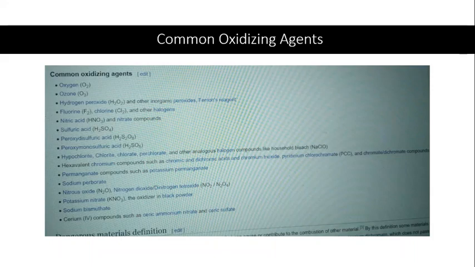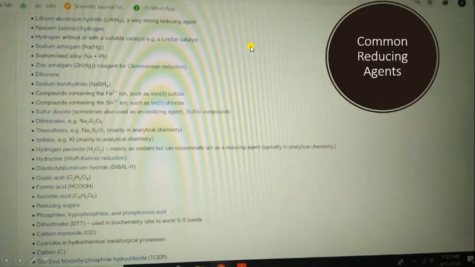Now you need to know the detailed mechanism and the reactions where these oxidizing agents have their role, and you should also know what the oxidation state should be after they participate in the various types of organic reactions. So you can see that this is a list of the various types of oxidizing agents that can be used for the oxidation process.